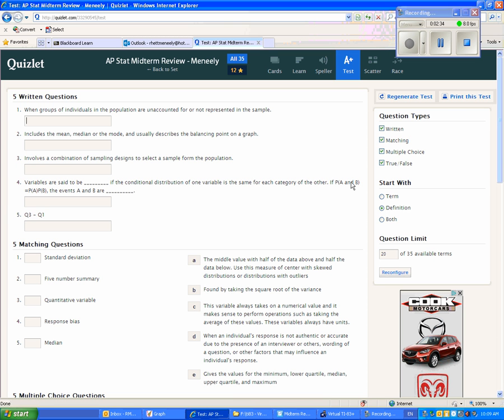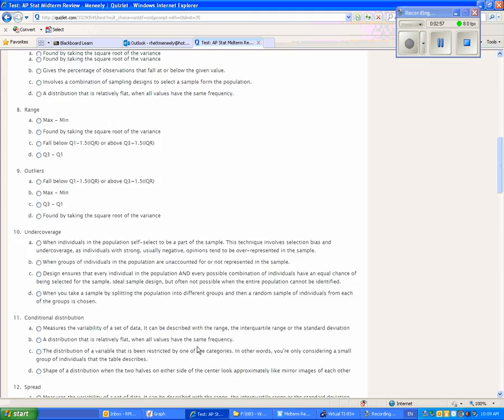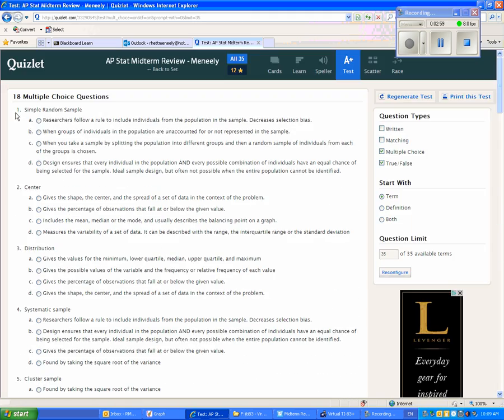So one of the things that you could do, for example, and notice here on the right, there's all sorts of question types. Like, for example, if you just wanted to do multiple choice and true false, if you wanted to start with the term, and if you wanted to quiz yourself on all 35 terms that I have currently, and like I said, I'm going to add to that, you can just reconfigure your test. And so this is a multiple choice true false little Quizlet. So for example, a simple random sample, that's a design that ensures that every individual in the population and every possible combination of individuals have an equal chance of being selected for the sample. It's the ideal sample design, but it's often not possible when we can't identify the entire population.